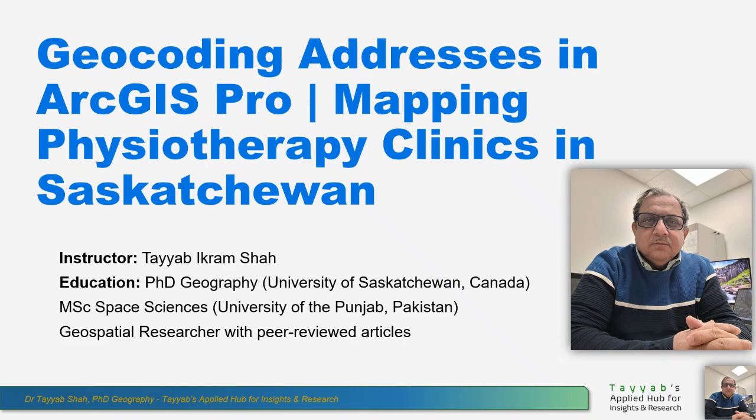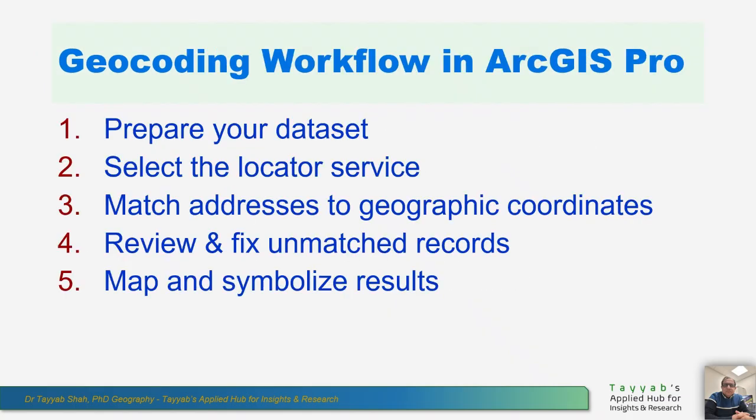Geocoding is an important step in HealthGIS where you convert textual or address information into a set of geographic coordinates. So I'm going to show you how to convert your data sets.